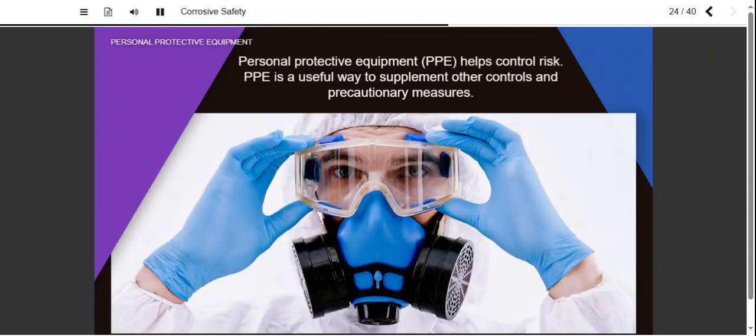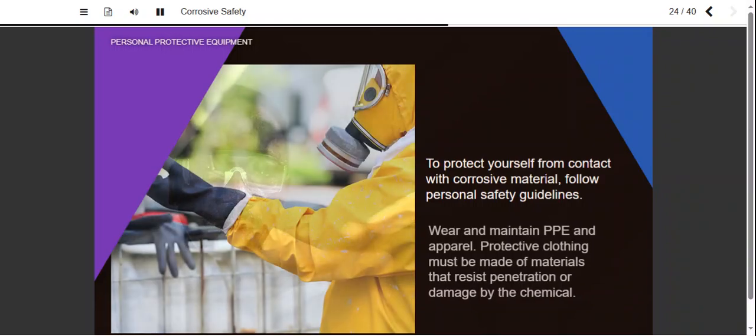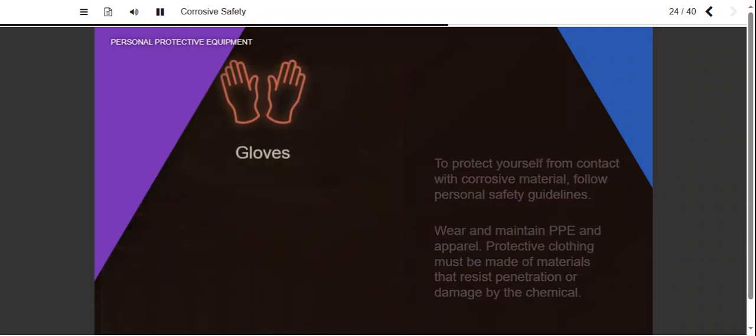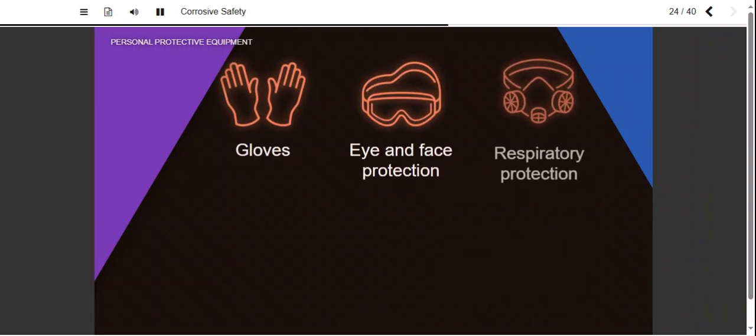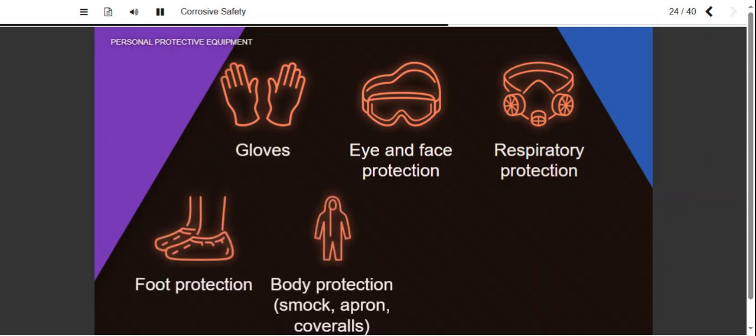Personal protective equipment, PPE, is another measure you can take to help prevent or reduce the severity of harm from corrosives. To protect yourself from contact with corrosive material, follow personal safety guidelines. Wear and maintain personal protective equipment and apparel. Protective clothing must be made of materials that resist penetration or damage by the chemical. This may include gloves, eye and face protection, respiratory protection, protective footwear or coverings, and body protection such as a smock, apron, or coveralls.